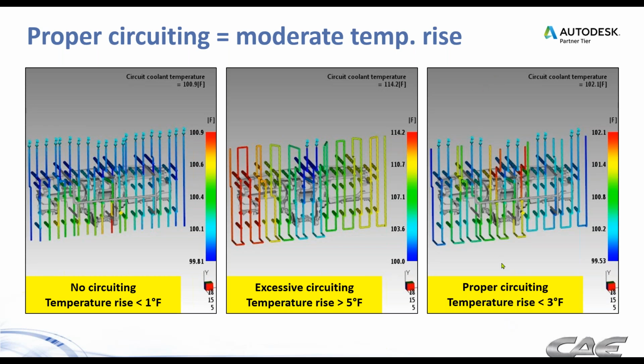But when we do things just right, this sounds like Goldilocks and the Three Bears, right? Too little, too much, and just right. Proper circuiting leads to a temperature rise that's less than 3 degrees in each of the channels.